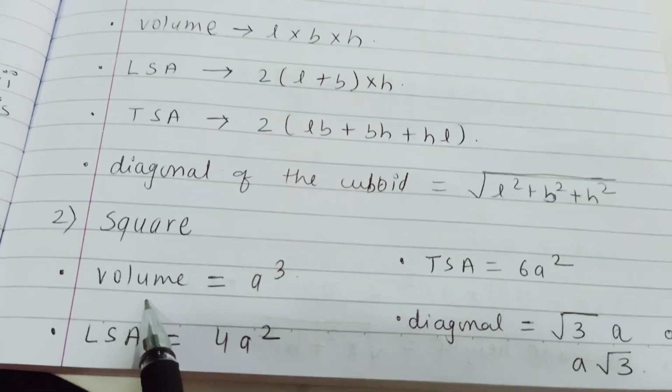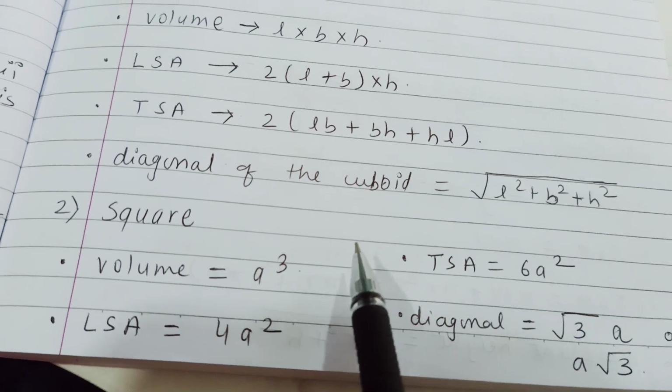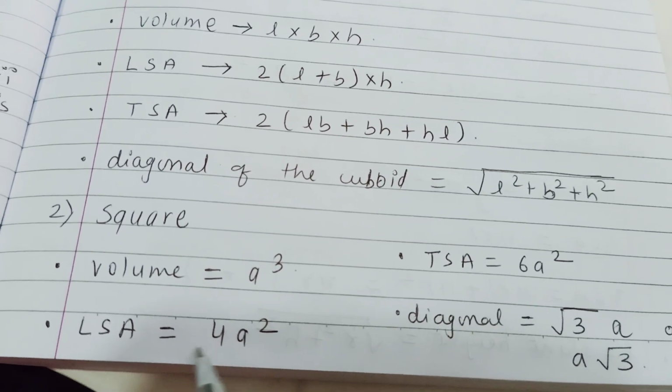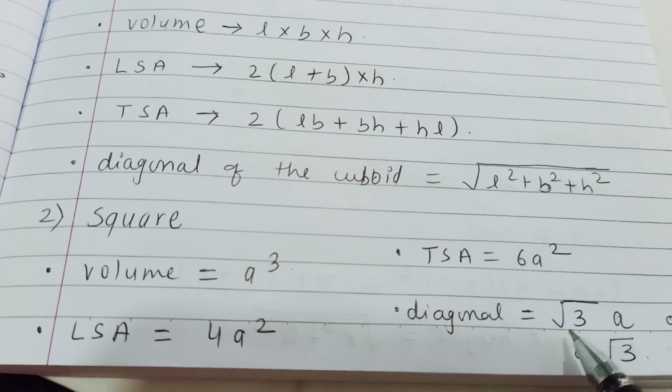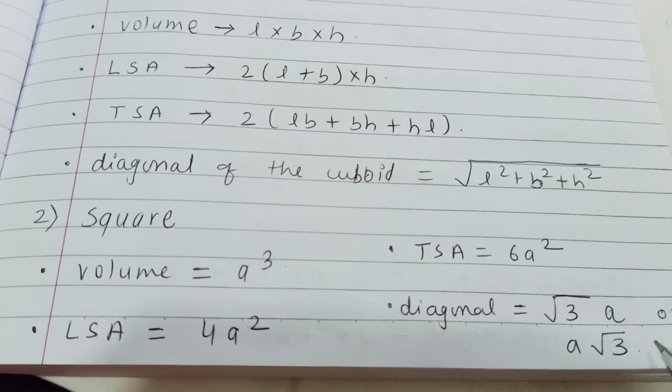Now the cube. Volume is equal to a³. A cube means side cube. And the lateral surface area is 4a², total surface area is 6a², and diagonal is √3 a or a√3.